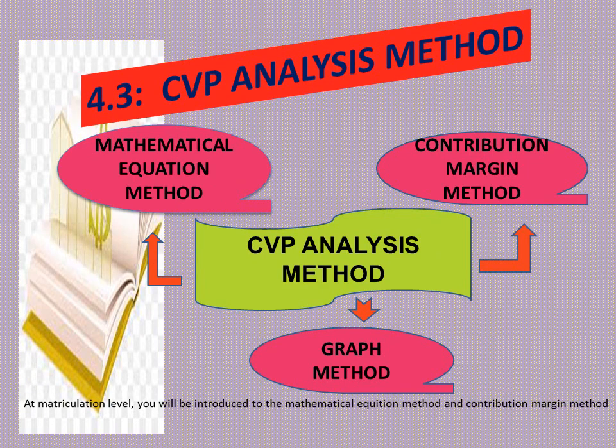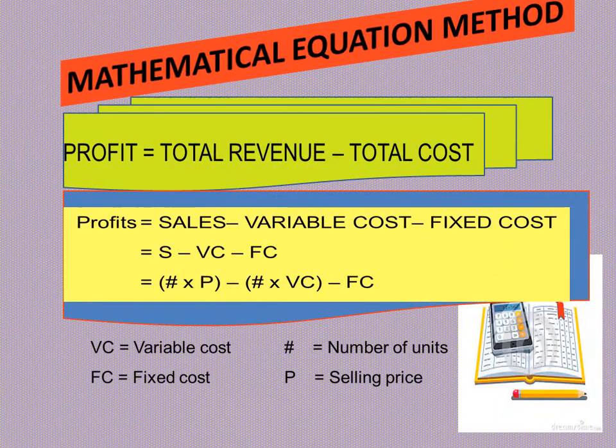4.3 CVP Analysis Method. 1. Mathematical Equation Method. 2. Contribution Margin Method. 3. Graph Method. At matriculation level, you will be introduced to the Mathematical Equation Method and Contribution Margin Method. To know the profit, we use the mathematical equation: Profit equals total revenues minus total cost. You will learn more about this topic in tutorial class.